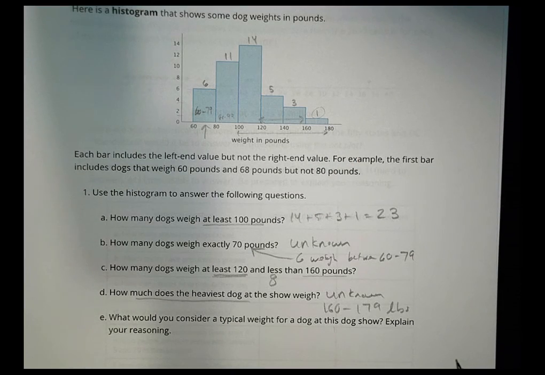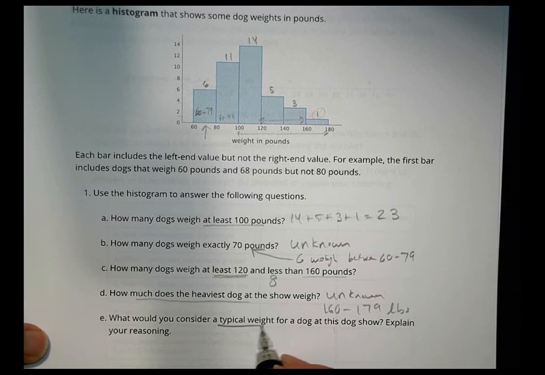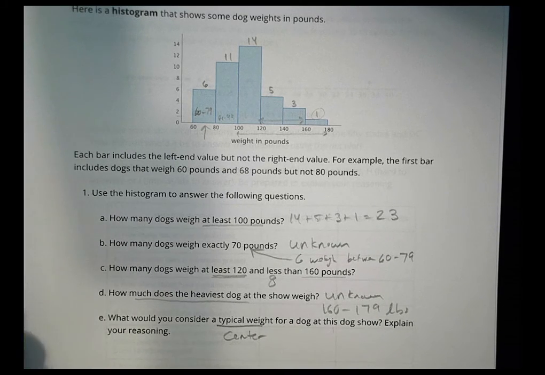What would you consider a typical weight for a dog at this show? Explain your reasoning. So typical weight, again, you're looking for that center. What would you call the center? And that is what's nice about a histogram if it works out like this. Sometimes you can tell with a visual a little bit more about the center.